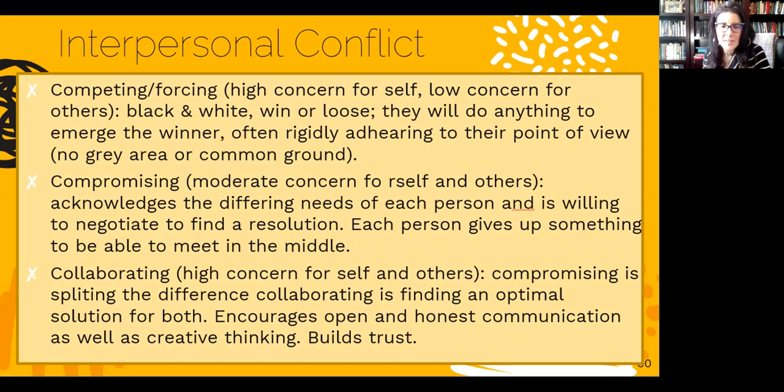Okay, compromising. This would be moderate concern for the self and others. And the compromising person would acknowledge the differing needs between the two people or the group, and be willing to negotiate to find a resolution. So each person would be giving something up to find a solution that works good enough in the middle, or well enough for both of us, kind of a thing.